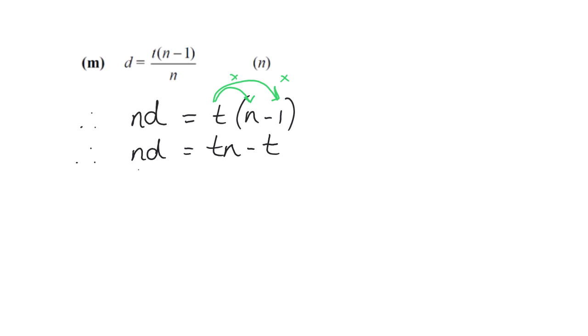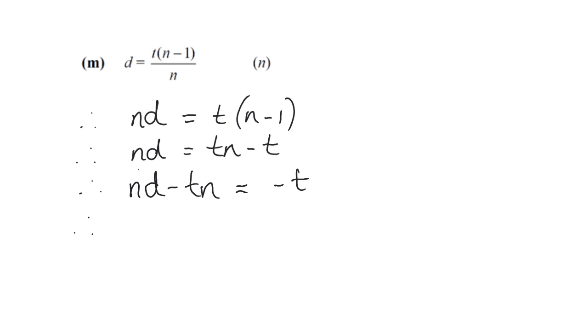Okay, what that allows us to do is to get that Tn that we see here and bring it to the left hand side. So we want to effectively take that Tn to the left hand side, and what that'll do is that'll mean we'll have all the n's on the left hand side of the equal sign. Okay, so that nd minus Tn equals minus T.